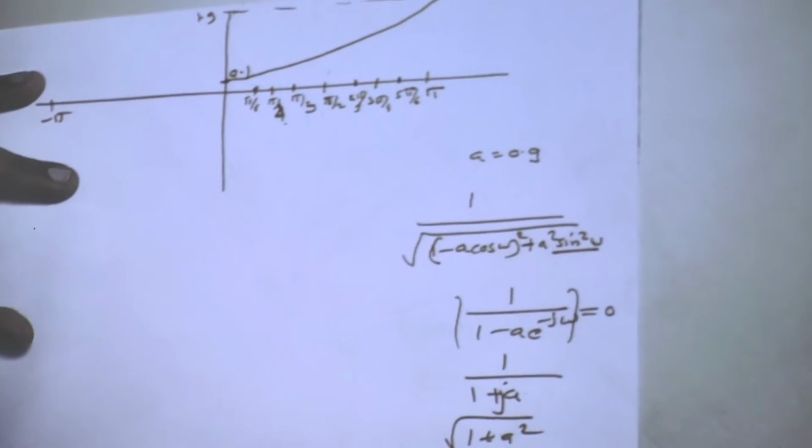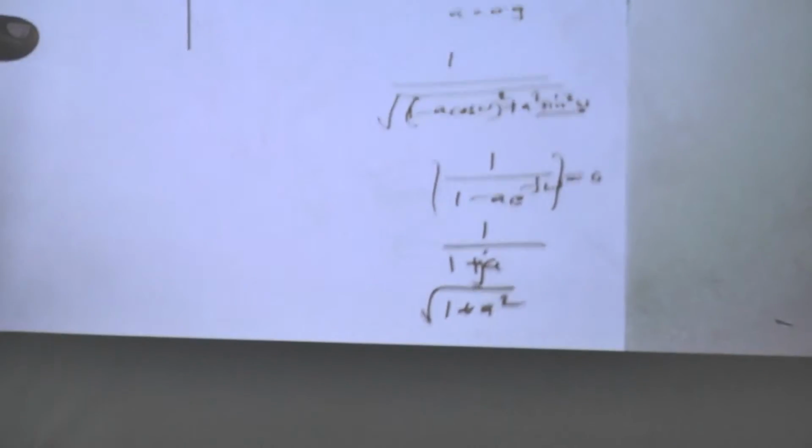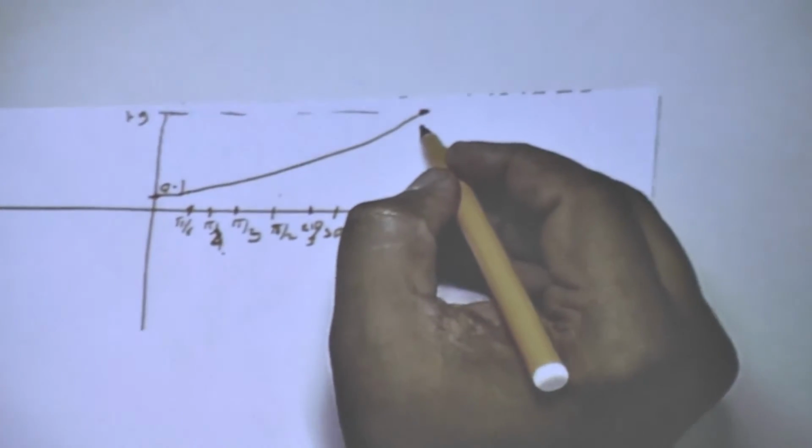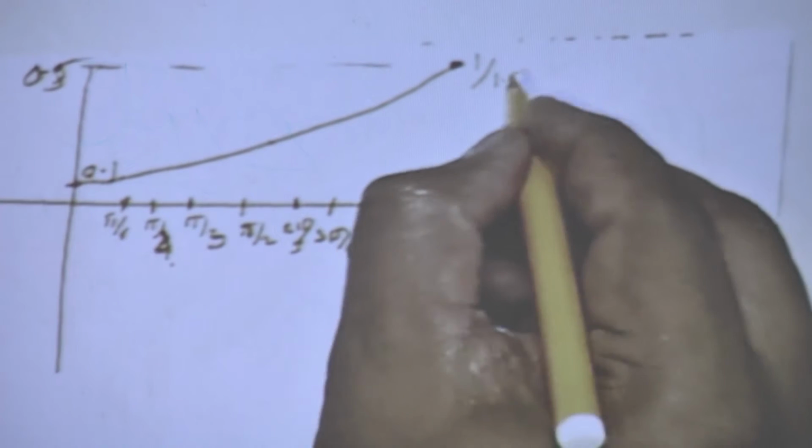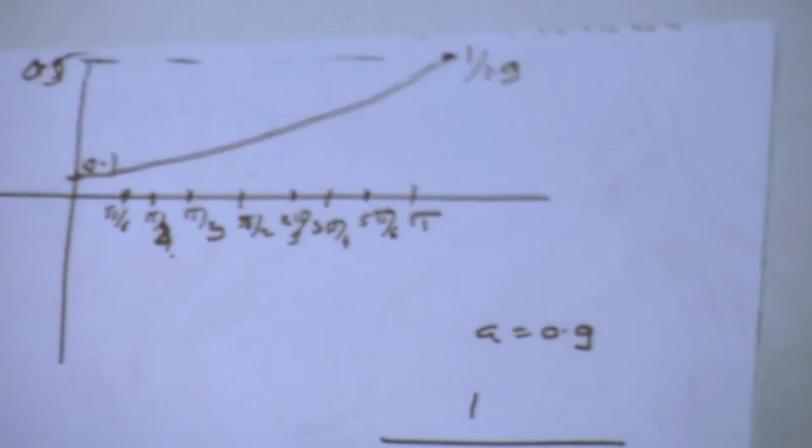Did I make a mistake? Oh, it is not... 1 by 1.9 is approximately 0.5. This is 1 by 1.9 and this is 1 by 0.1. I am sorry. Cross this. I will do it here.